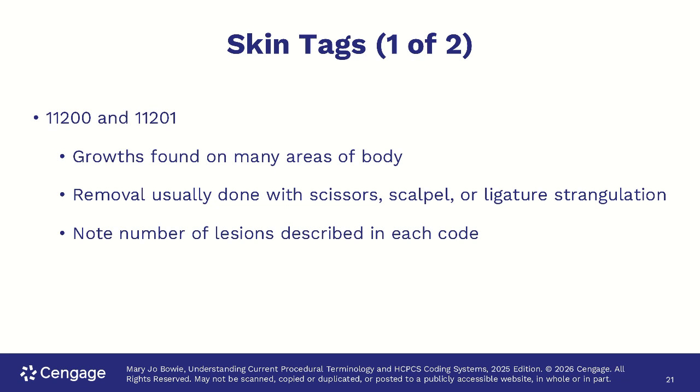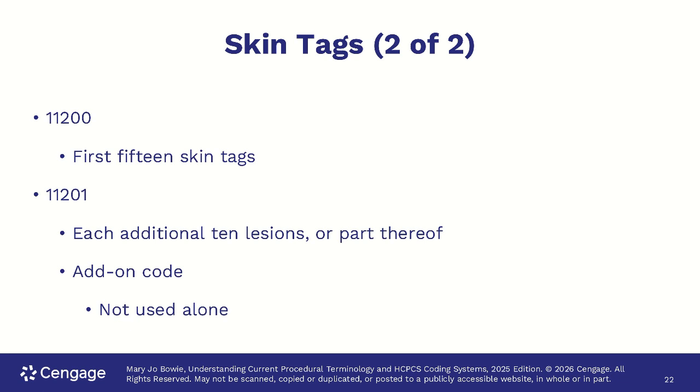Something I will just call out is that in the second code that you see for the skin tags, it says each additional 10 lesions or part thereof. So, what does that mean? First off, that first code is for the first 15. The second code is for each additional 10 or part thereof, which means you could have eight. You can have 15 plus eight, and you can still use that add on code. Why? Each additional 10 lesions or part of 10, but it has to be more than 15.